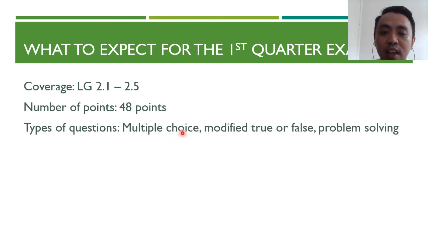In the multiple choice and the modified true or false, we have to read our LGs 2.1 to 2.5 in order to prepare for this. So you might want to read up on definitions and the like to be able to answer the multiple choice and the modified true or false. Taken together, the multiple choice and the modified true or false is 24 points, while the problem solving focuses more on what we have discussed in this review video. So the problem solving amounts for the remaining 24 points in our first quarter exam.